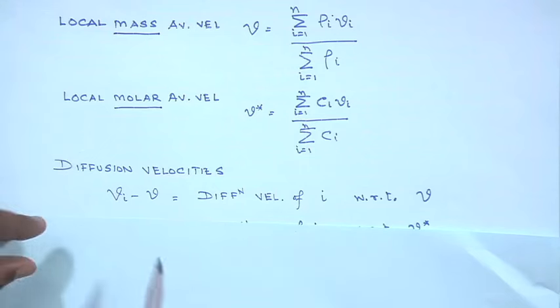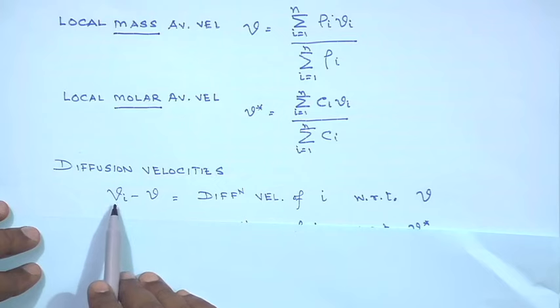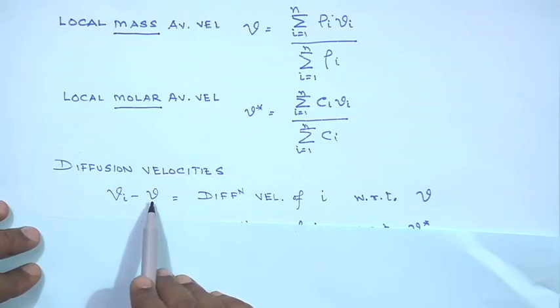So, if we want to separate the diffusion from the bulk motion of the fluid, then the diffusion velocity is something which is exclusively due to diffusion for a species A, and therefore, the diffusion velocity is expressed as v I, that is the velocity of the ith species, subtract from that the local mass average velocity.